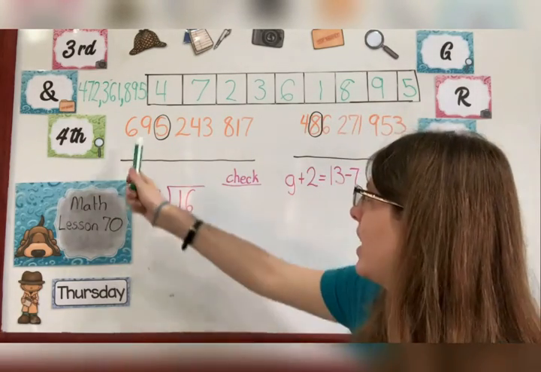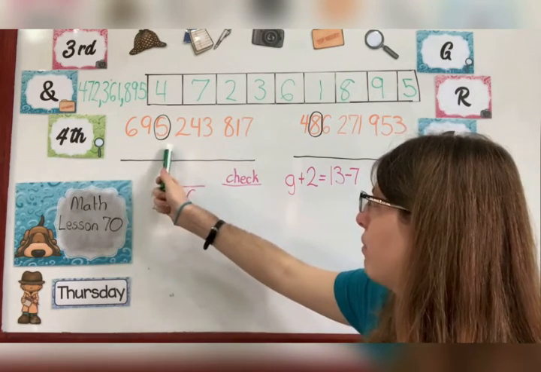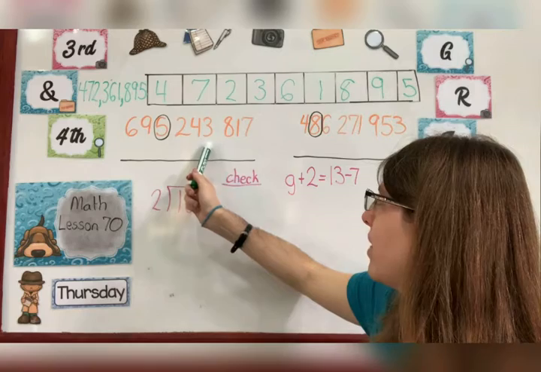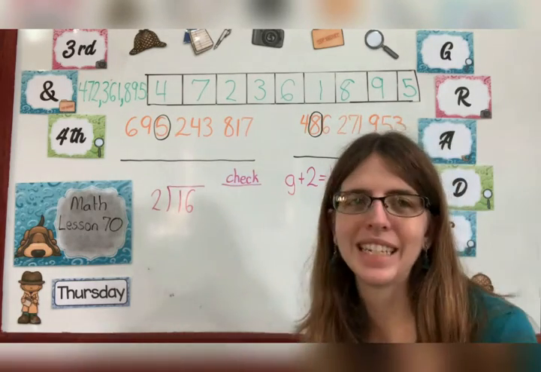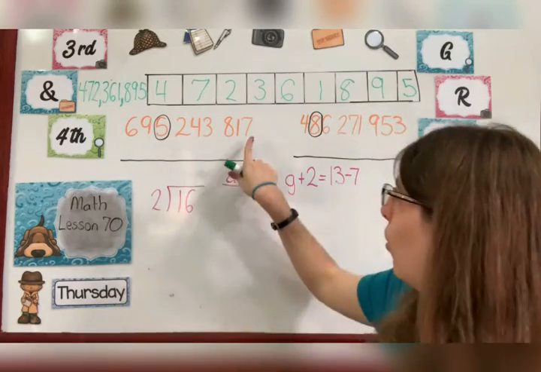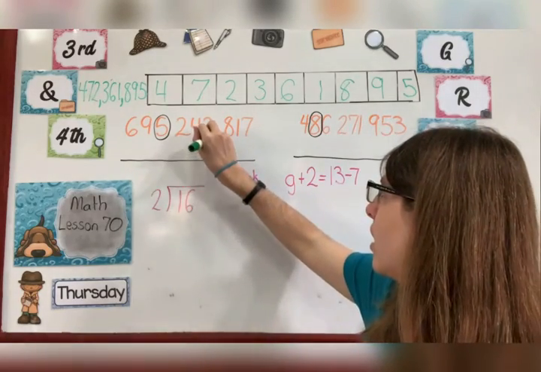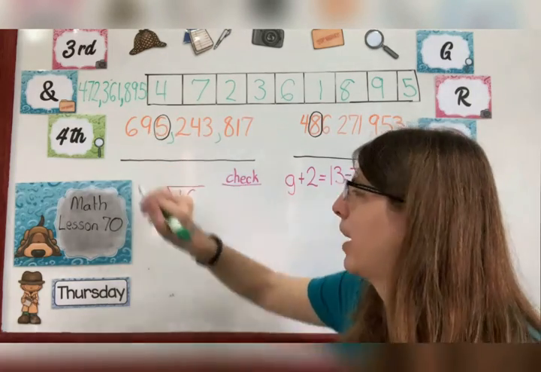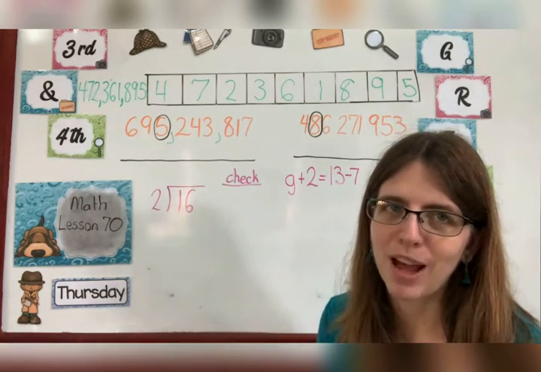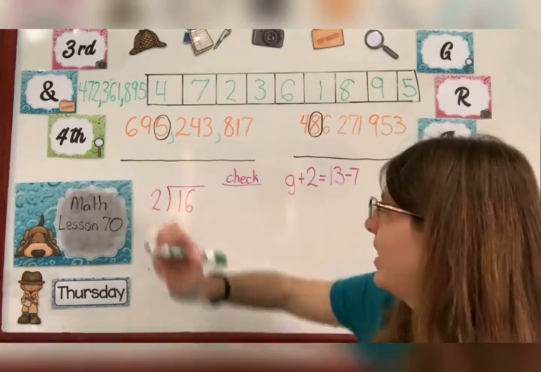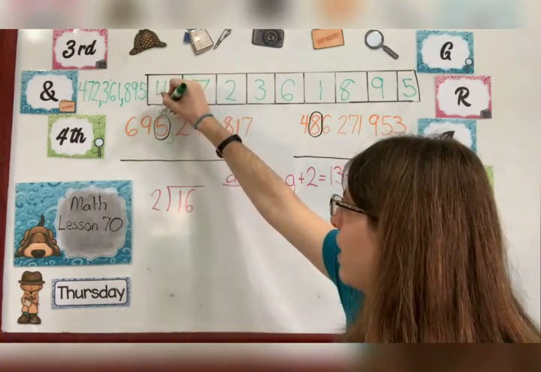The first one is 695, well, we have no comma, 1,243,817. Let's start by putting in our commas. We count 1, 2, 3, comma. 1, 2, 3, comma. Oh, that's much better having those commas in there, right? Separates all those numbers.